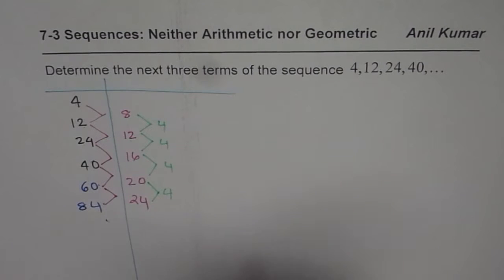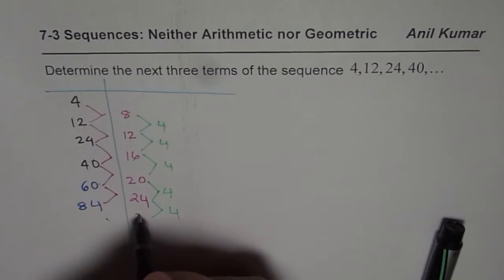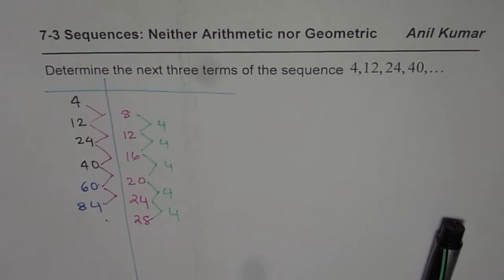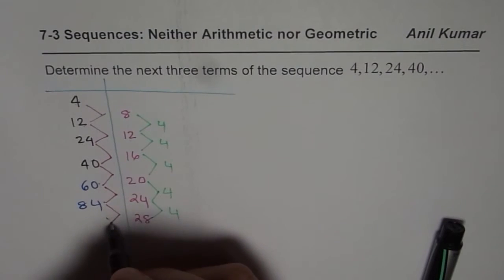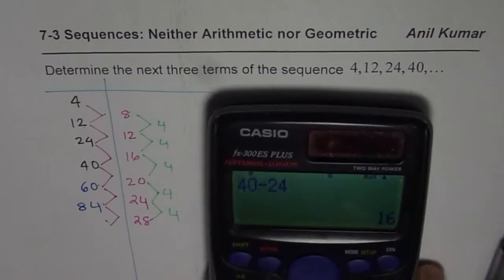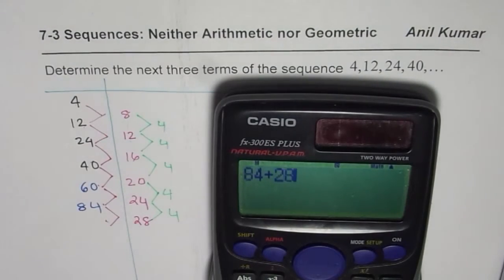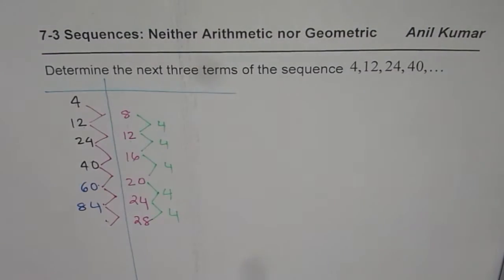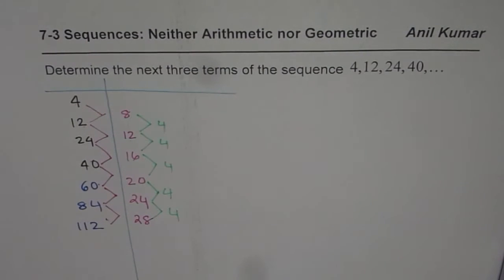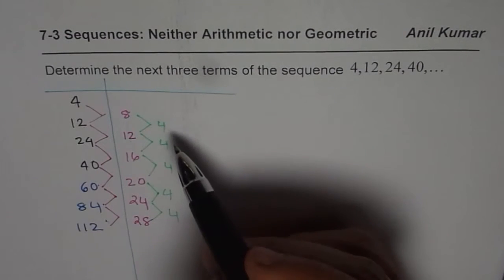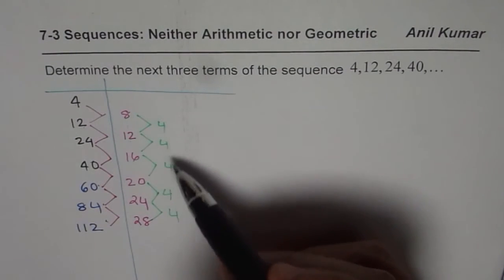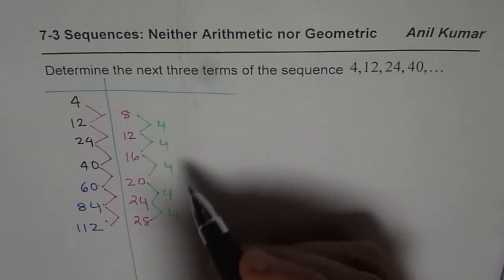Now again we'll follow the same pattern and add 4 to this. 4 added to 24 means 28, correct? And when you add 28 to 84, what do you get? Let's do it. We have 84 plus 28, which is 112. So we get 112 here. That is how you can generate the sequence by looking at the pattern, right? This time we found that the second difference was constant, and that helped us to find the other terms. I hope that helps.